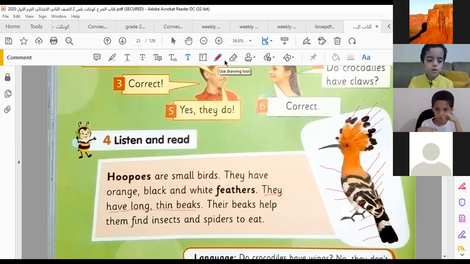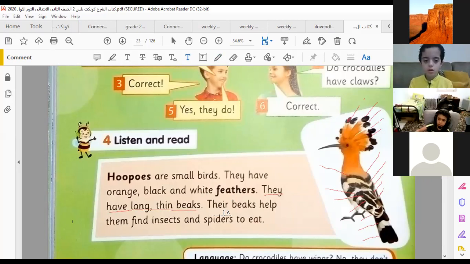Omar Ahmed? Yes. Read this, please. Their beaks help them find insects and spiders to eat. Repeat, please, Omar. Eat, it's not it, it's eat. Well, you look like you don't want to repeat.